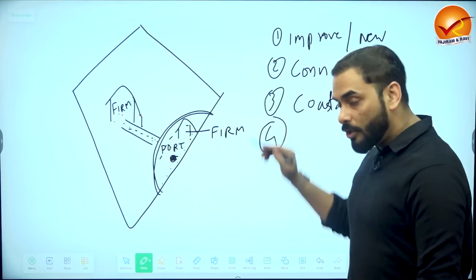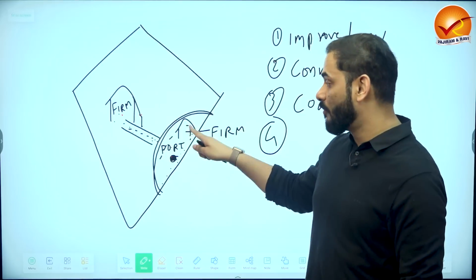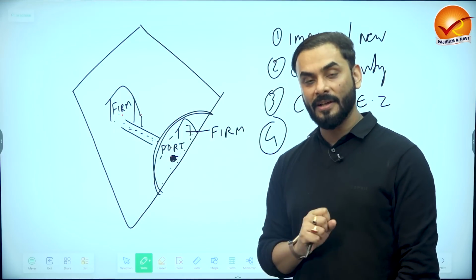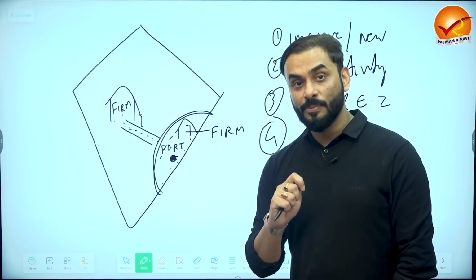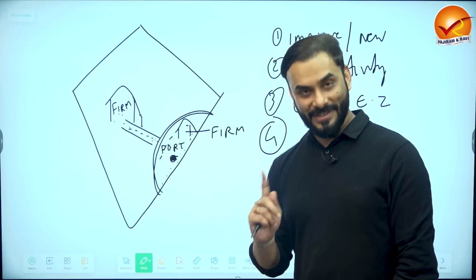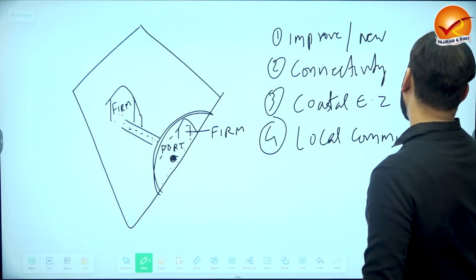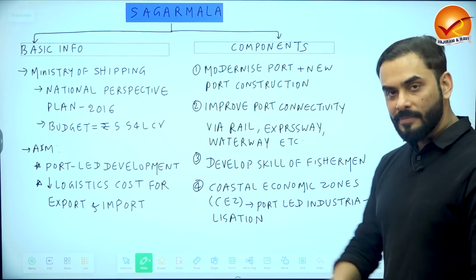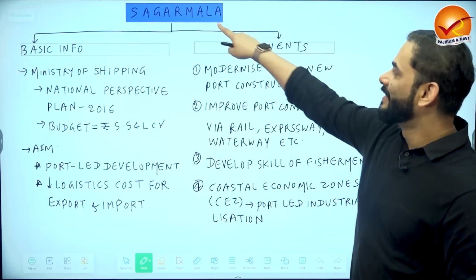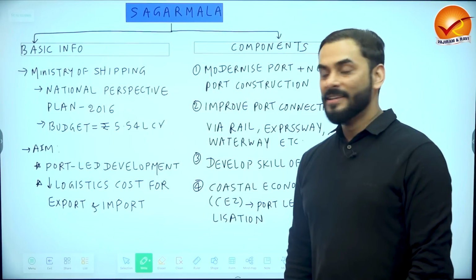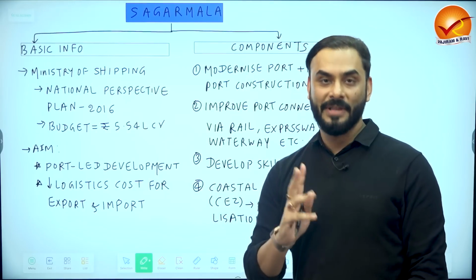Fourth, don't you think that when we are doing port-led industrialization, because you are promoting industrialization in and around the port area, don't you feel that local community, fishermen and local population should also be given skills so that they can work in those industries? Yes. So local community can be given skill so that they can also work in those areas. All these four things are a part of something called as, see, Sagarmala. So what is Sagarmala? See, let's first talk about when was Sagarmala started, what are the basic things related to Sagarmala.